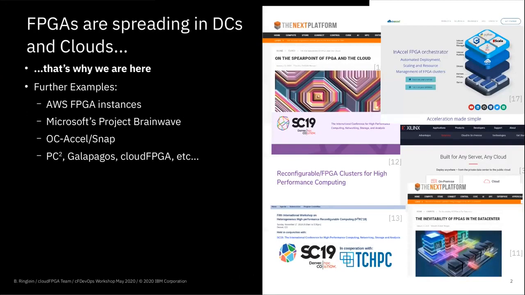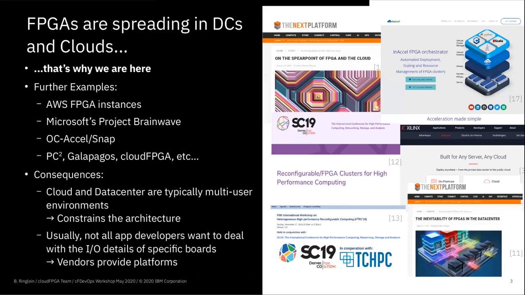FPGAs are spreading in data centers and clouds, and that's why we are all here. So we don't need to discuss it. I think everyone knows the examples on the right and on the left-hand side, and we have heard from Microsoft today, we have heard from Inaccel today, we have heard from the Paderborn cluster today, and there are a lot of other academic or experimental setups. The consequences of this development are that the multi-user environment of these clouds constrains the used microarchitecture inside the FPGA.